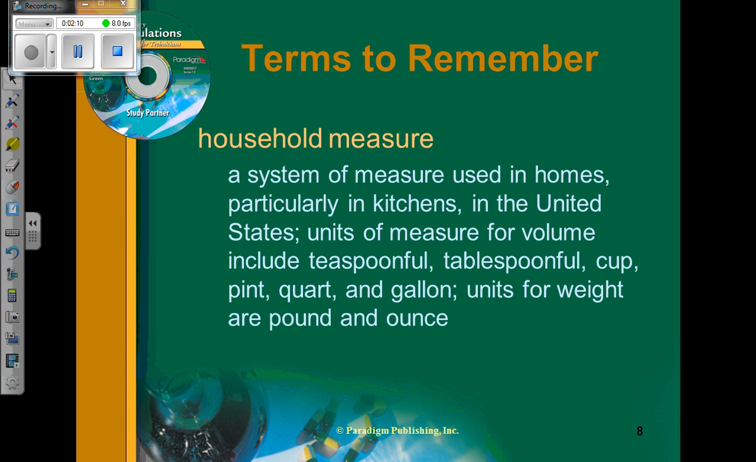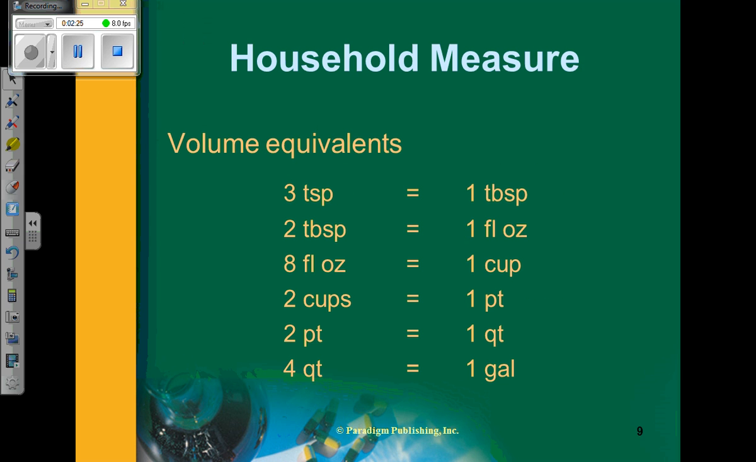So household measure is a system of measure used in homes, particularly in kitchens in the United States. Units of measure for volume include teaspoonful, tablespoonful, cup, pint, quart, and gallon. Units for weight are, of course, pound and ounce. Here are some common household measures that you do need to memorize.